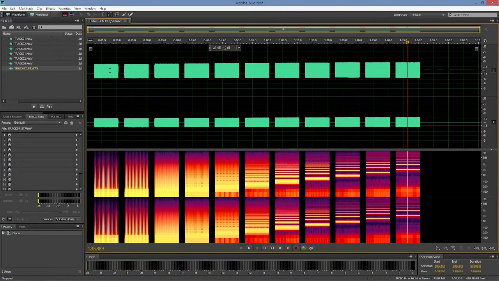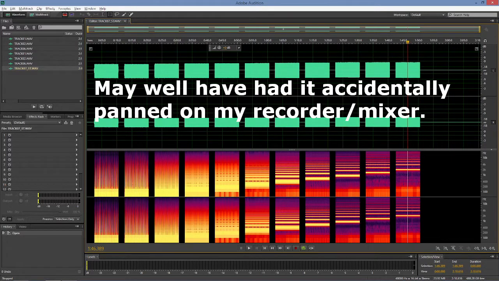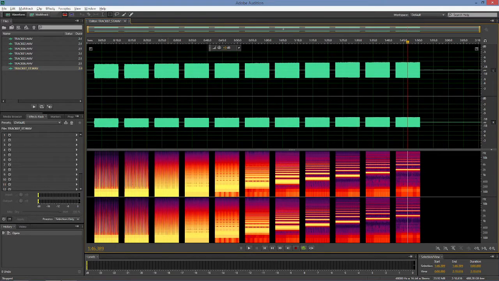Not sure why one channel is slightly louder than the other, but it is. Anyway, I saved that out and brought it into my Zoom LiveTrack L8, sort of a portable multi-track recorder, and then I put it through quite an interesting signal path.